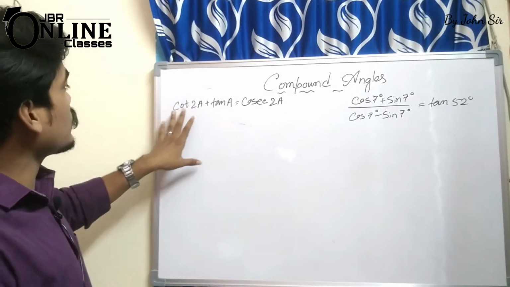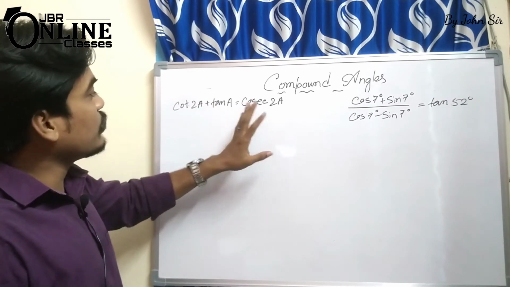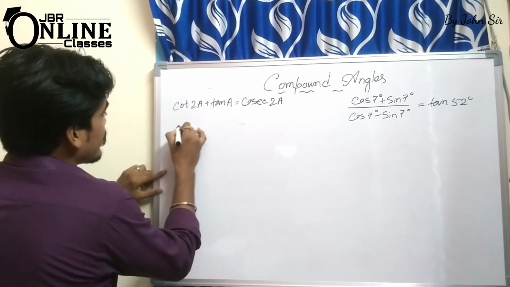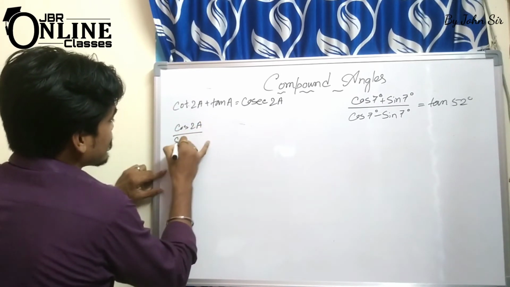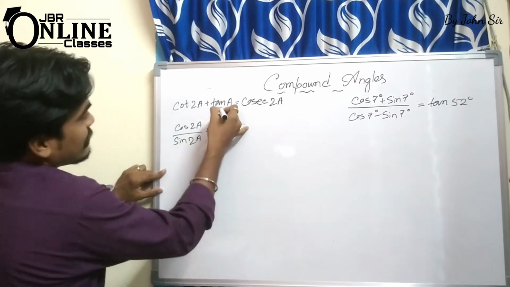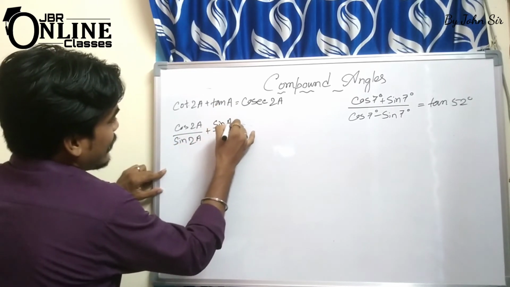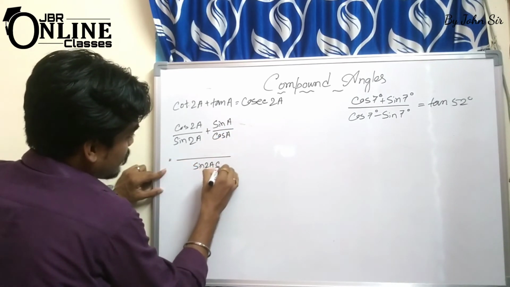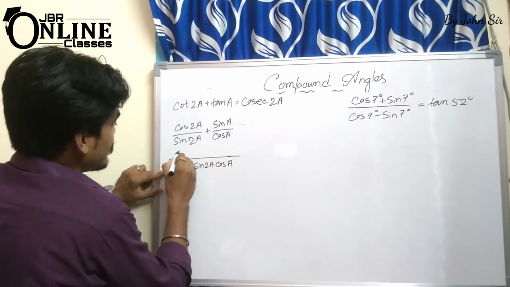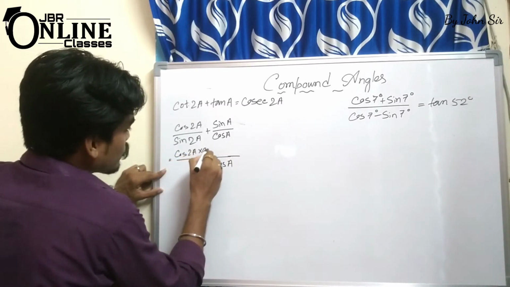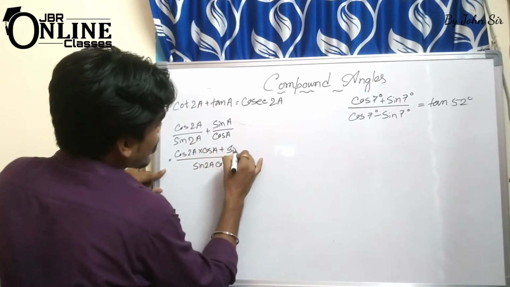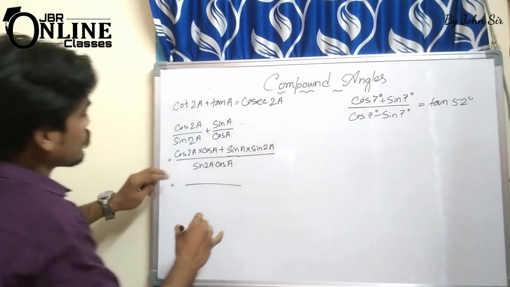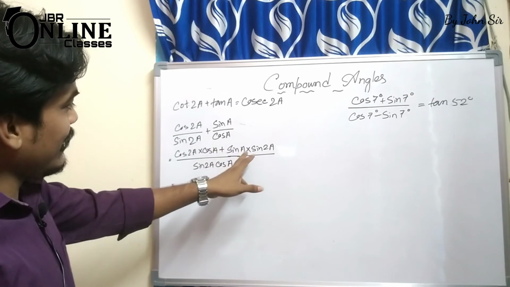The first one is cot 2a + tan a, and you have to prove it equals cosec 2a. Okay. So here in the left hand side, cot 2a you can write down as cos 2a by sin 2a, and instead of tan a, you can write down sin a by cos a. Okay. So if sin 2a into cos a is the LCM, then here cos 2a into cos a plus sin a into sin 2a.